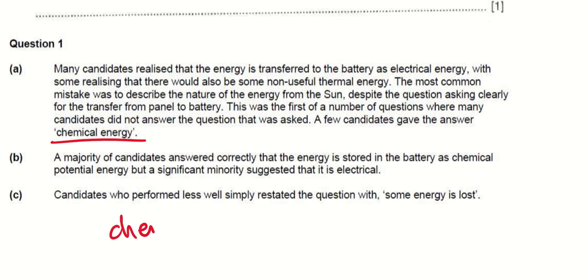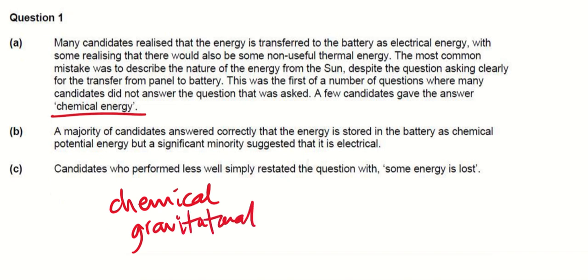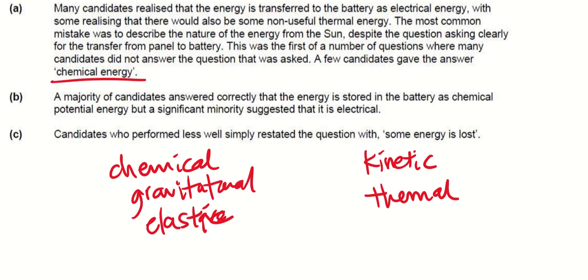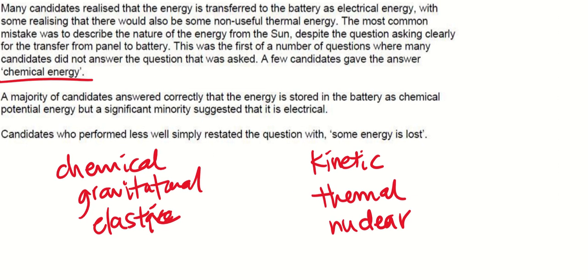Chemical, gravitational, elastic. Okay, so these are those with the potential, elastic. Okay, then those without potential will be kinetic. What else? Kinetic, what else? Okay, so these are the different stores that are in our syllabus, and on top of that, you need to know about the 4 pathways. Okay, I'll leave it to you to go and find out.